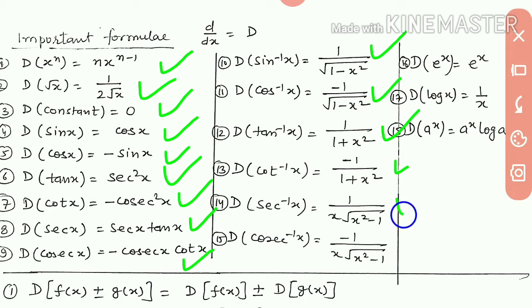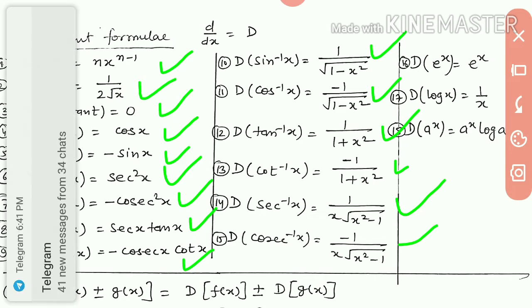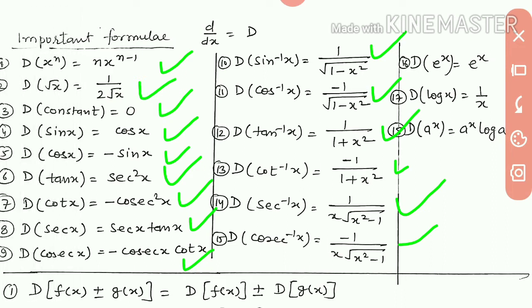Differential of sec inverse x is 1 upon x root x square minus 1, and differential of cosec inverse x is minus 1 upon x root x square minus 1. Here you can check that the sec inverse x and cosec inverse x differentials are also the same. So sin inverse x and cos inverse x differentials only change by a minus. Similarly tan inverse x and cot inverse x differentials only change by a minus, and sec inverse x and cosec inverse x change is only minus 1.